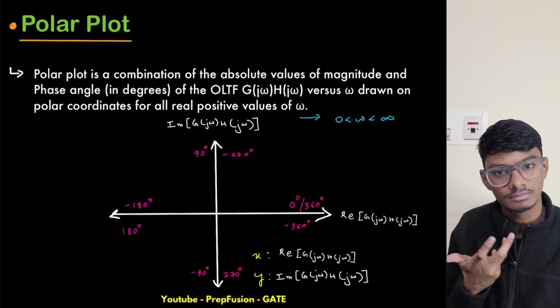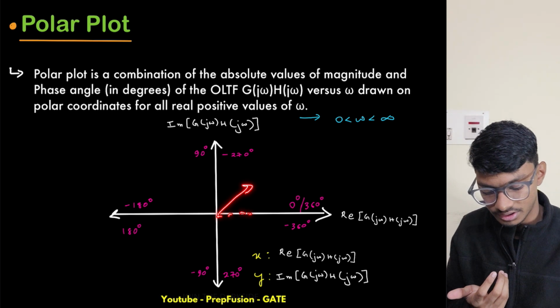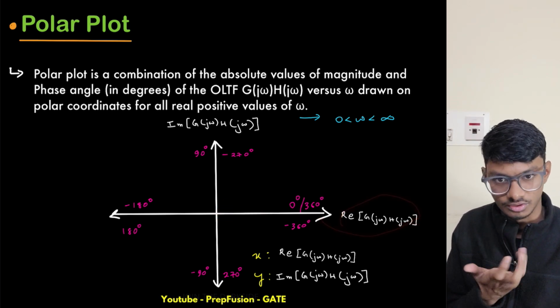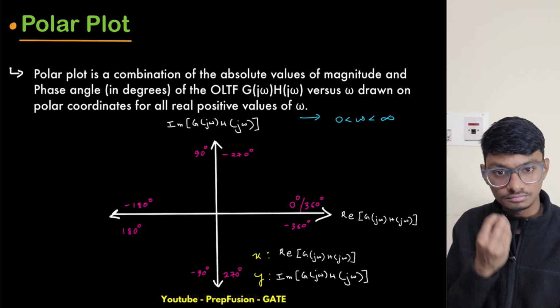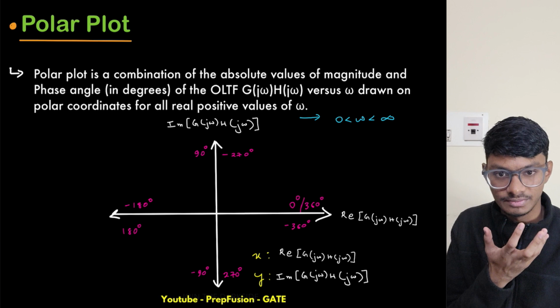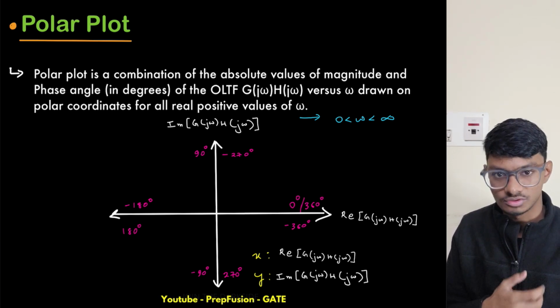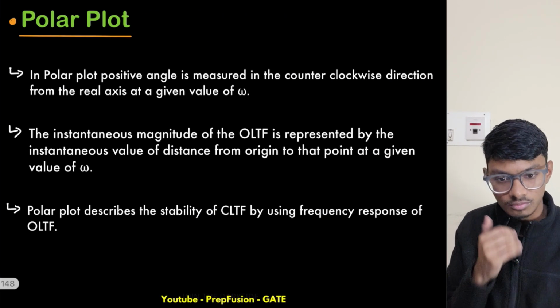How does this happen? Basic Pythagoras theorem. This is the x coordinate, this is the y coordinate, and this is a right angle triangle. So if I do x square plus y square, I get this. And x is the real part of G of j omega, the OLTF, and y is the imaginary part of the OLTF. So if I do real part square plus imaginary part square, I get the whole magnitude of the OLTF. So yes, this is the magnitude. I hope you got the idea.